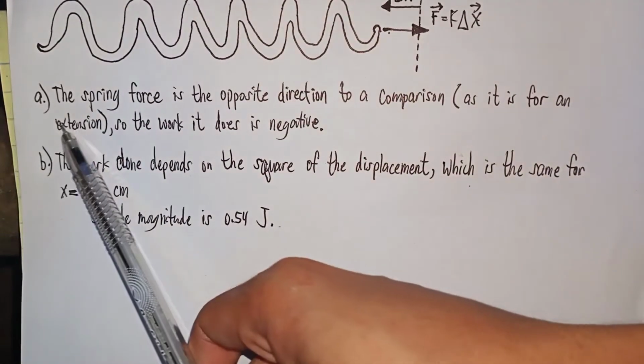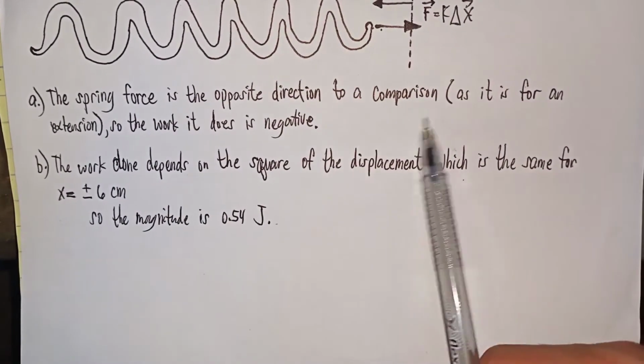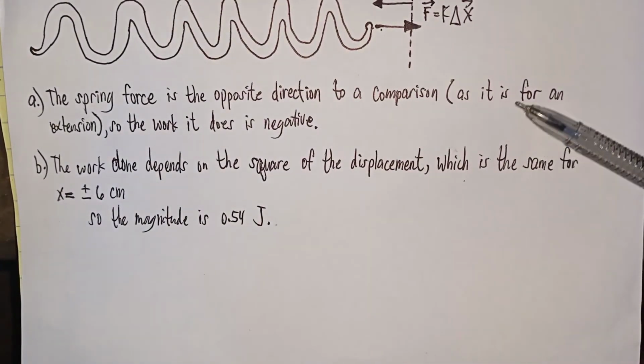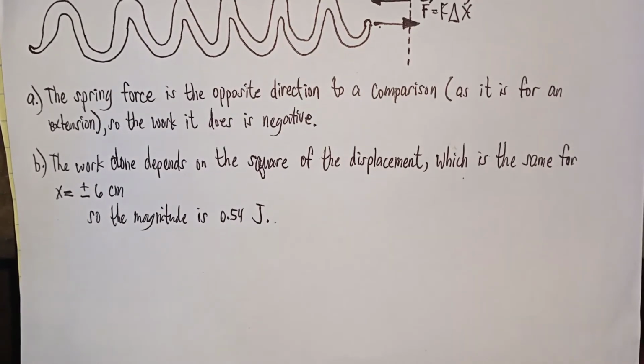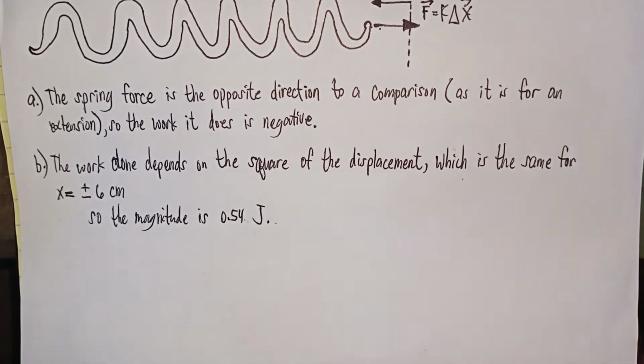The answer to letter A: the spring force is in the opposite direction to a compression, as it is for an extension, so the work it does is negative. Letter B: the work done depends on the square of the displacement, which is the same for x equals plus or minus 6 centimeters. So the magnitude is 0.54 joules.